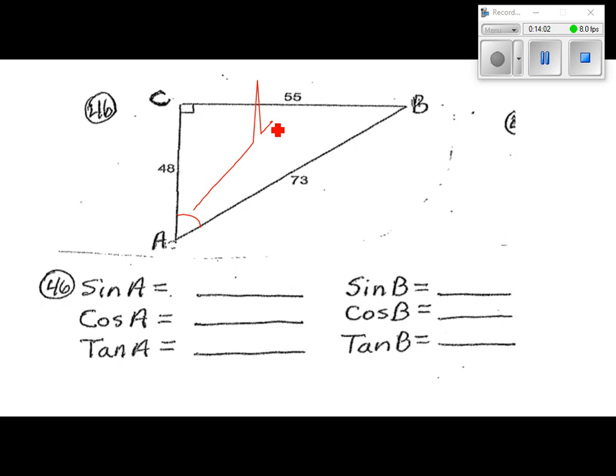The 48, that's the other leg. What's it get labeled? Adjacent. And if you want to abbreviate that, you can. That's fine. Whatever makes sense to you. So write ADJ or something over there.